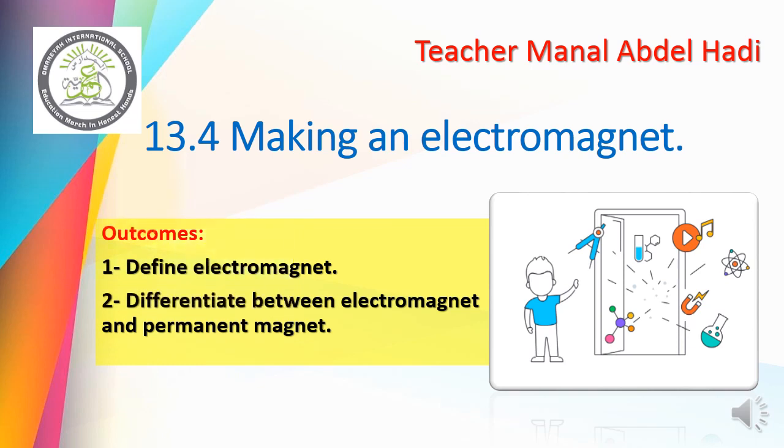Our lesson: making an electromagnet. Our outcomes: first, define electromagnet. Second, differentiate between electromagnet and permanent magnet.